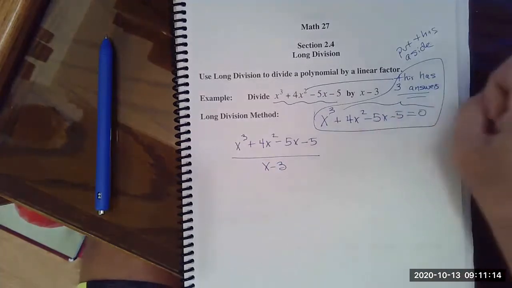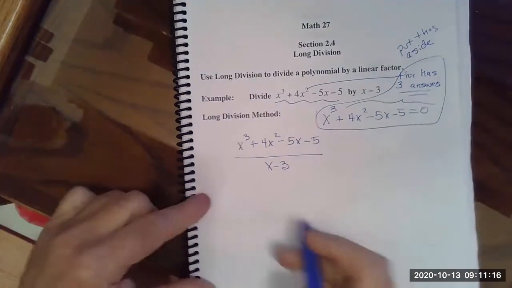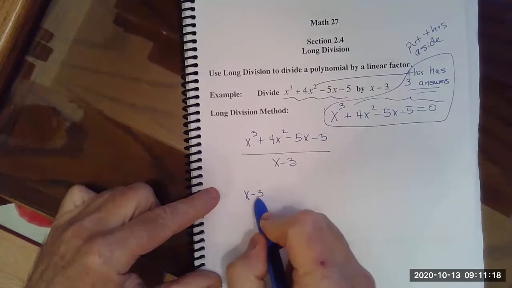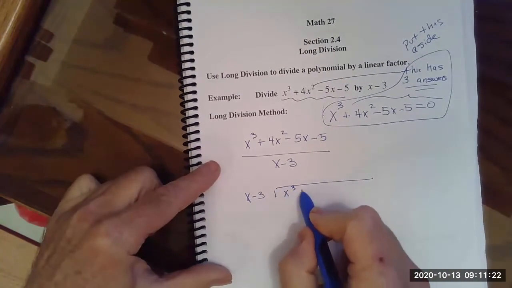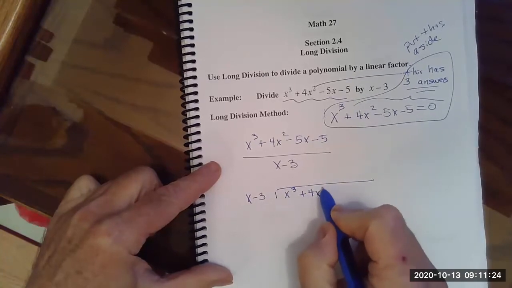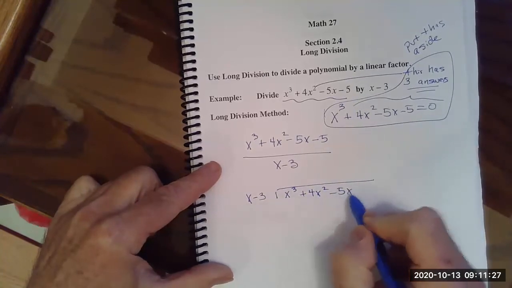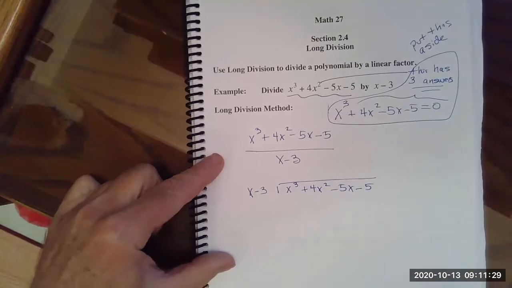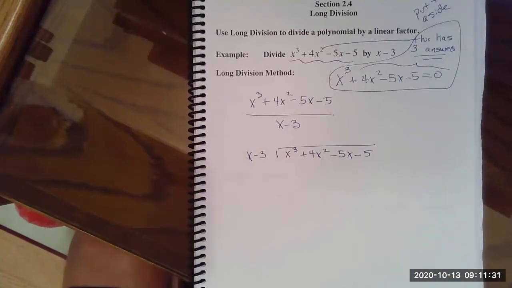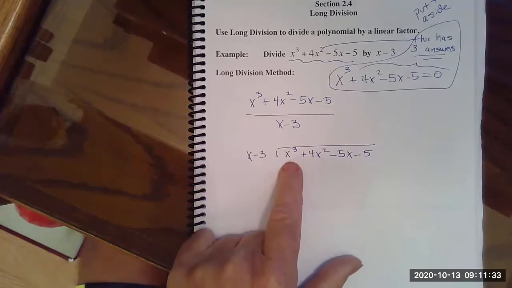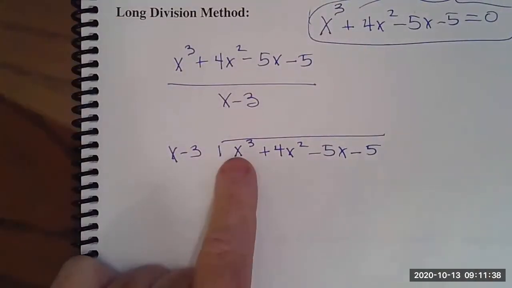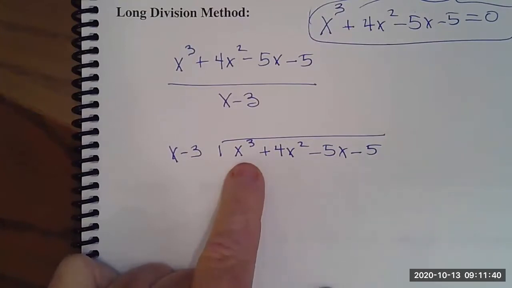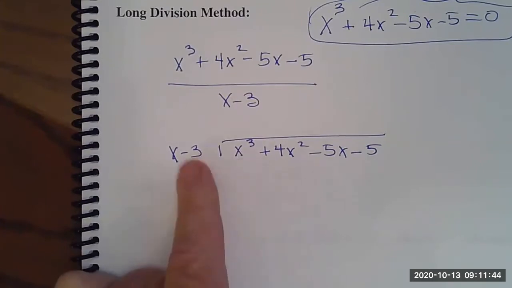So I need to show you long division. So you take the x subtract 3, do it this way. This would be x cubed plus 4x squared, subtract 5x, subtract 5. And here's the process. You want to make the x cubed go away. I'll say it again. I want to reduce this, and I want to use what I have.